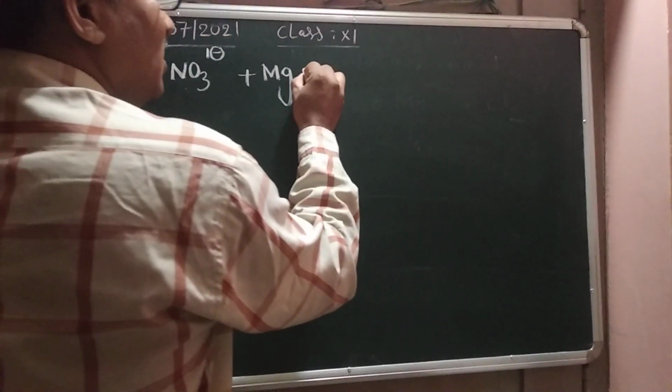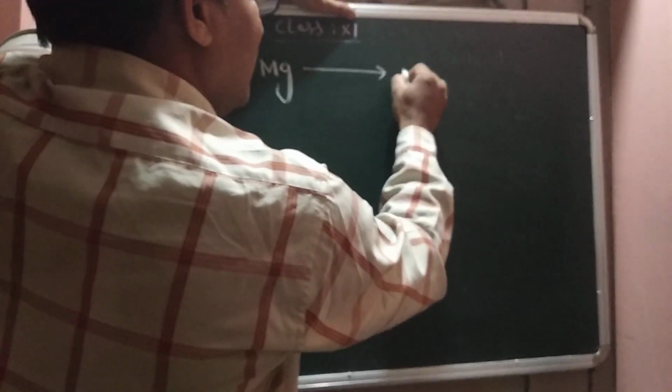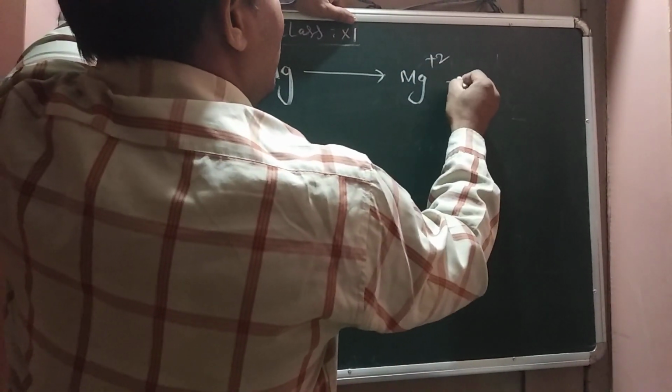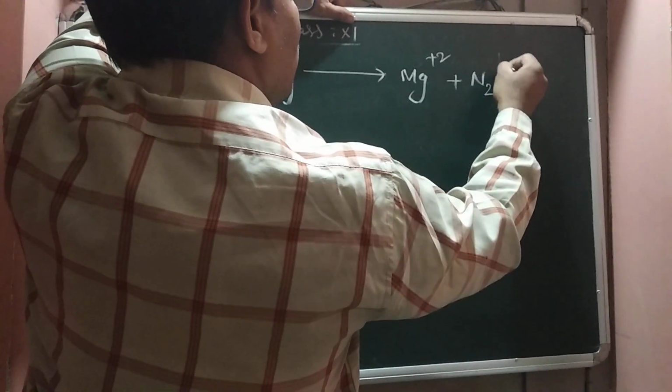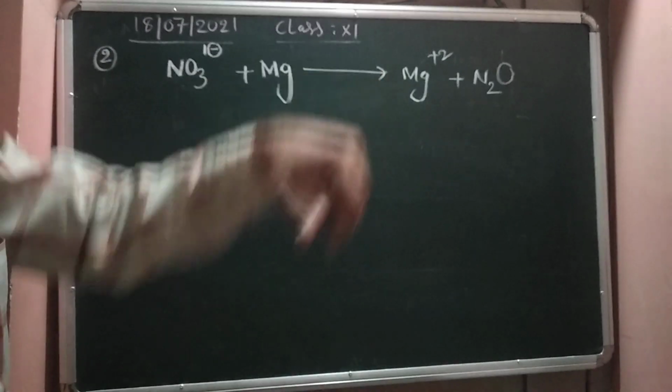Good morning children. One more equation I am going to explain, how to balance the equation by the oxidation number method. This is the statement: nitrate ions. Nitrate ion, NO3 minus, is the symbol for nitrate ion. When nitrate ions in acidic medium oxidize magnesium, Mg, to Mg plus 2, they themselves are reduced to N2O, nitrous oxide. This is the statement they have given.